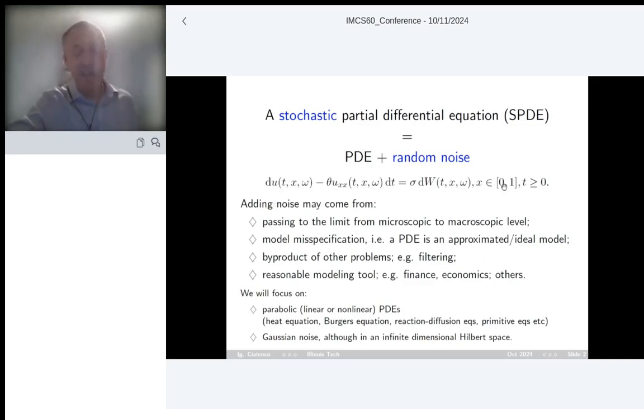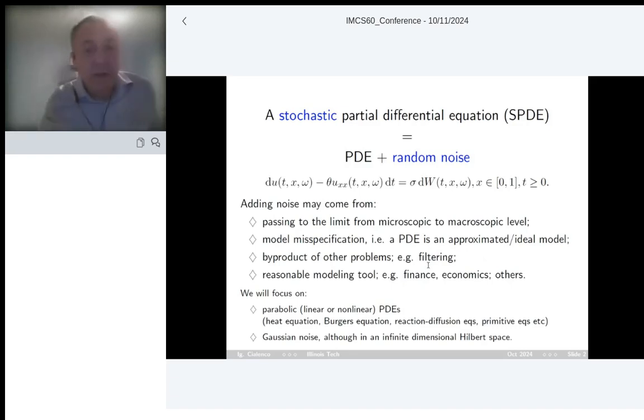So why bother with these SPDEs? They have been around for quite some time, and now they are well understood from an analytical point of view. They come as models. First of all, any PDE that you have in mind, propagation of heat, wave equation, transport equation, may be misspecified as a model, which means maybe random measurements with random noise. It could be just because you pass to the limit from microscopic to macroscopic level. Could be a product of another problem.